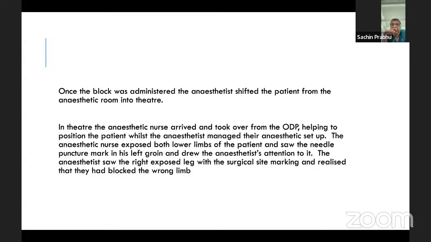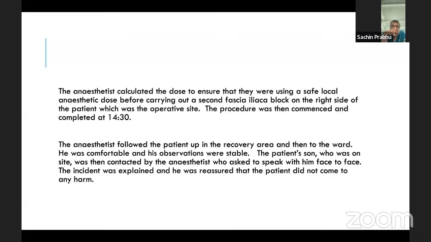Once the block was administered, the patient was shifted to the theater. When they were positioning the patient in theater, the second nurse came back, the first ODP left, and she saw that actually there was a needle mark on the other side, and then brought it to the attention of the anesthetist. The anesthetist saw the right exposed leg with a surgical side marking, because the surgeons do mark the side, and realized that they had blocked the wrong leg. So it's a horrific feeling actually when you do that, and I'm sure this is not an uncommon scenario. It's rare, but it's not uncommon. Next slide, please.